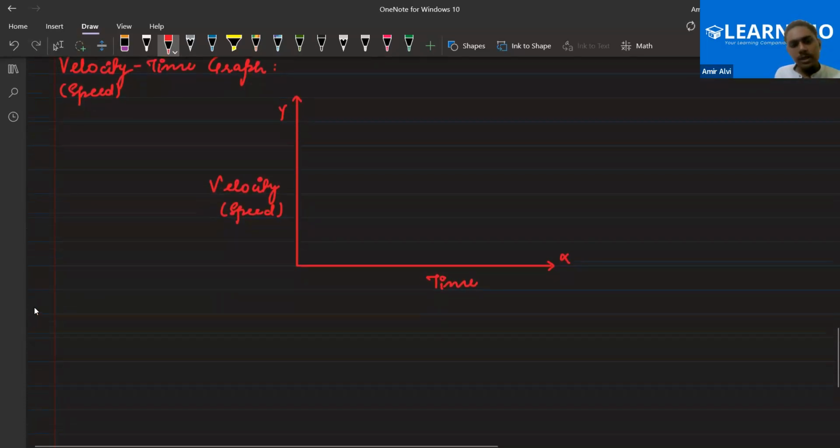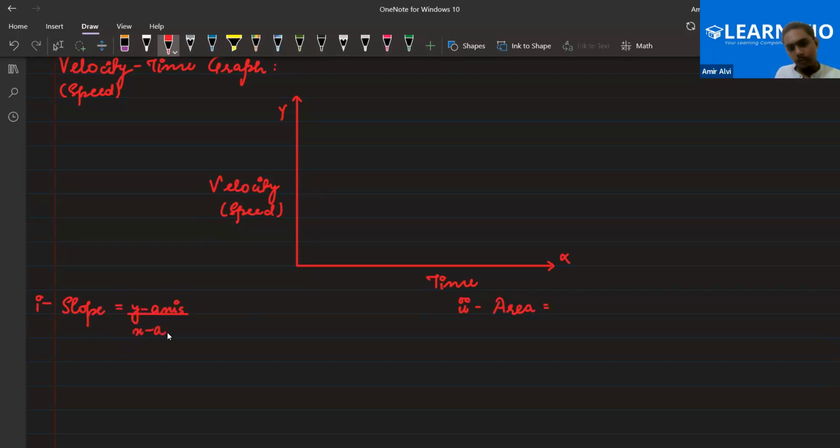So basically, there are two significances of this graph. First is slope. Second is area. So first of all, let's find out the slope. As you know, everyone, slope is the ratio of the y-axis to the x-axis. So what is on the y-axis? That is velocity. The x-axis is time.